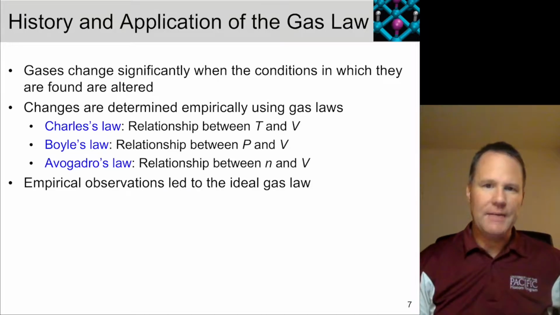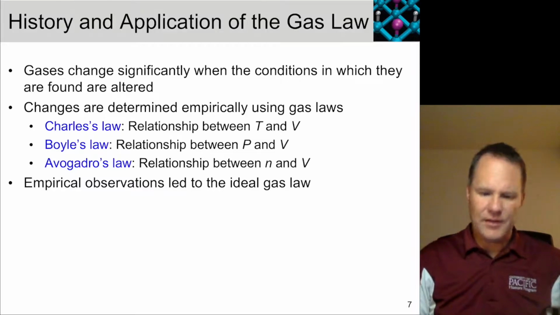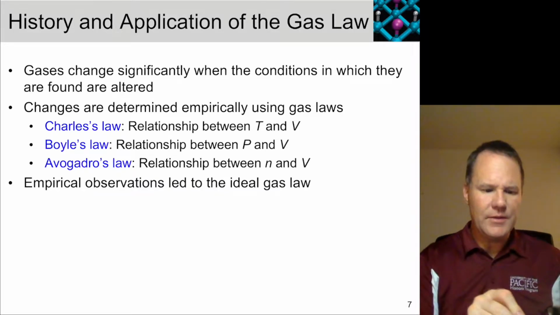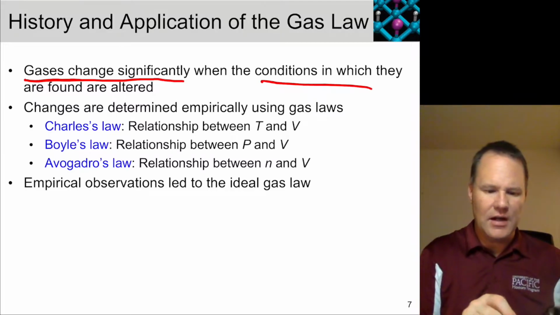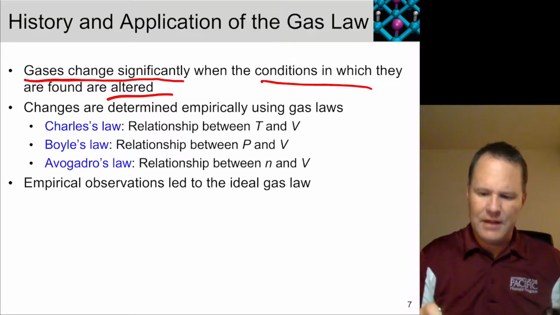So what we'll do now is derive historically the ideal gas law in 3 steps. What we want to do is describe how gases change when the conditions are altered. And by conditions I mean temperature, pressure, number of moles, and how the volume changes upon these changes. And then we'll be using 3 empirically determined gas laws. So we'll have 3 gas laws.